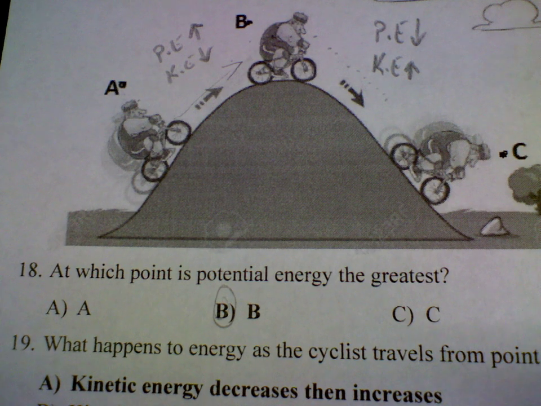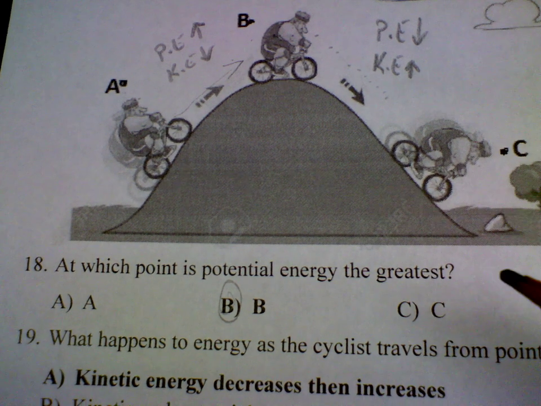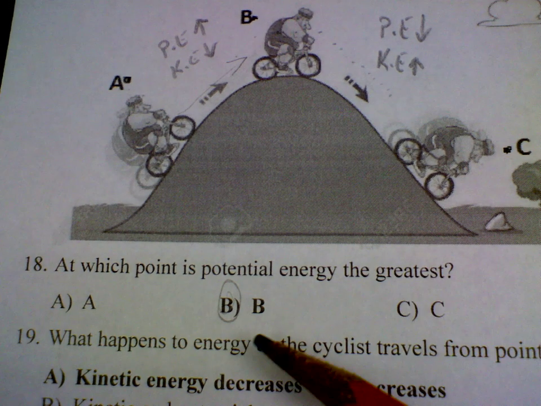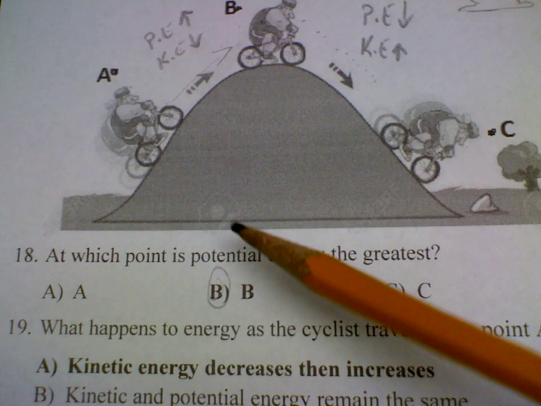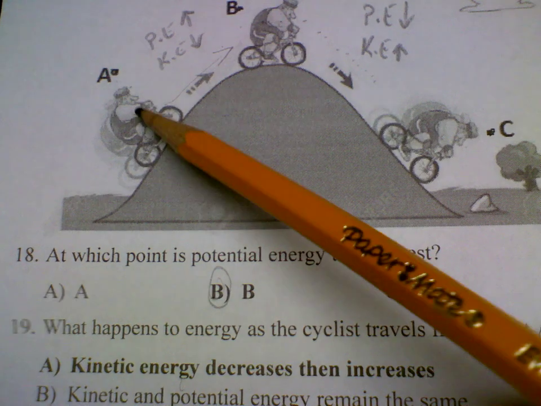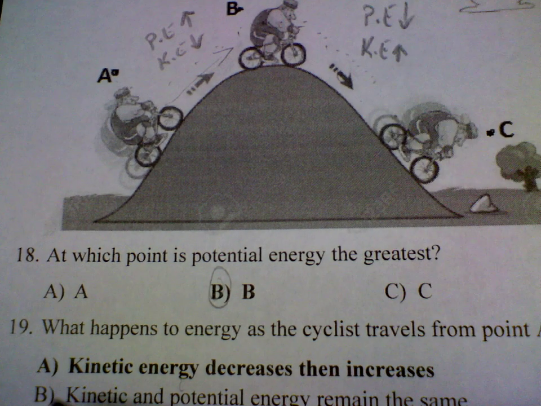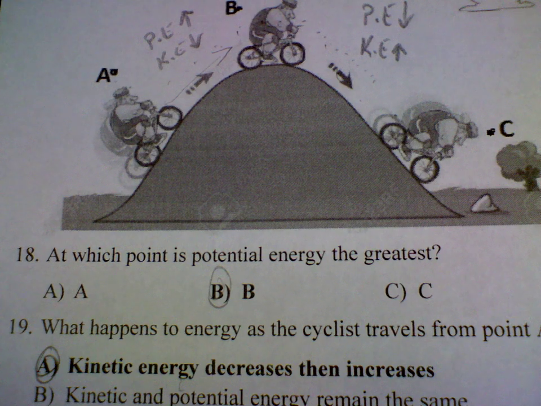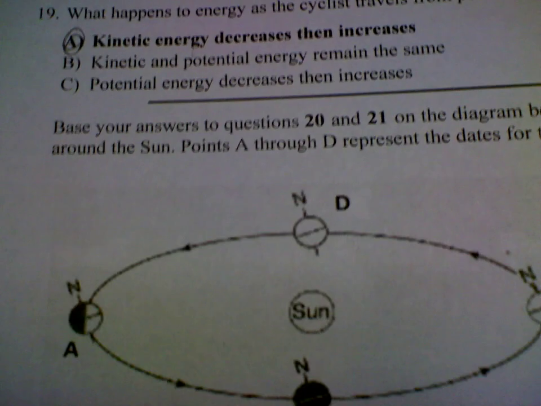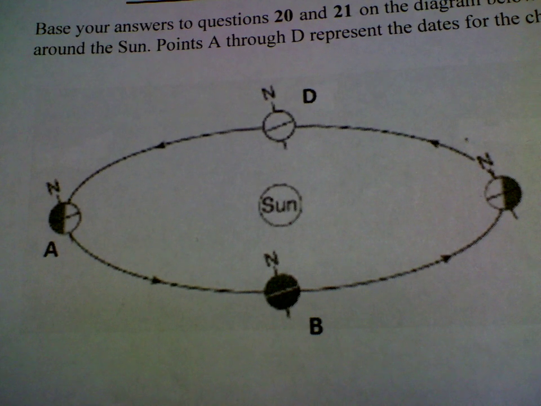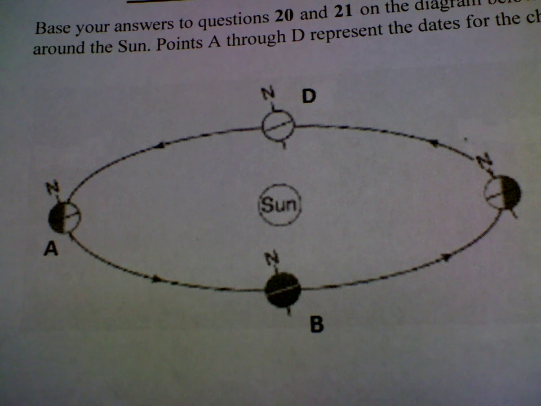So what happens to the energy as this guy travels from point A to point C? Which choice is correct? Look at choice A. Choice A says kinetic energy decreases, then increases. And that is the answer. Let's go to number 20 and number 21. And when we get to this, pretty simple.